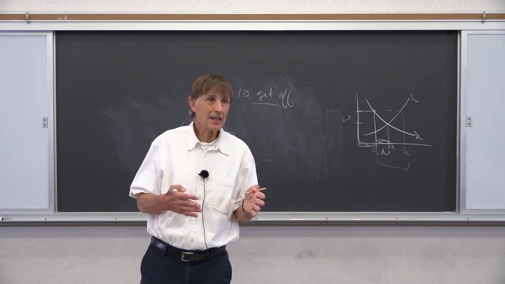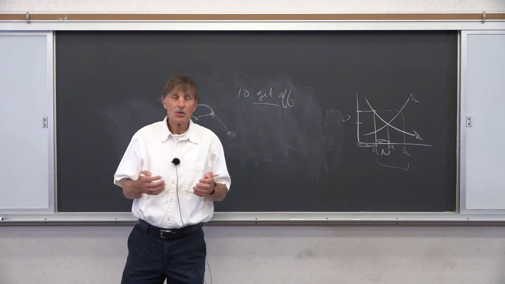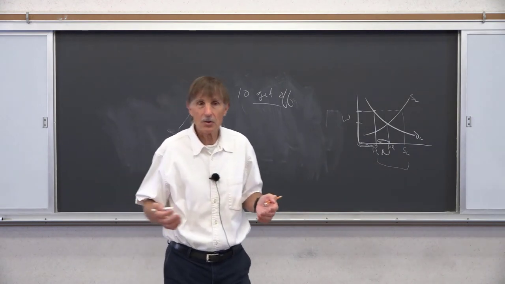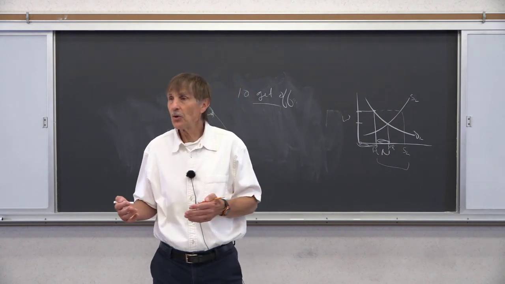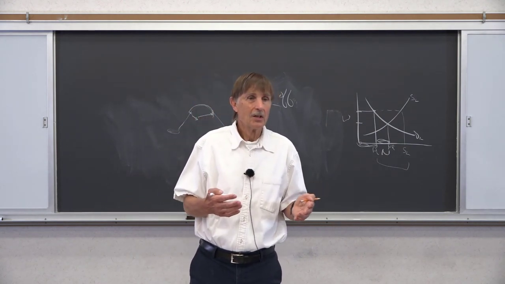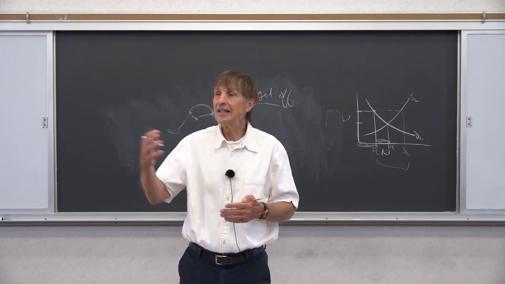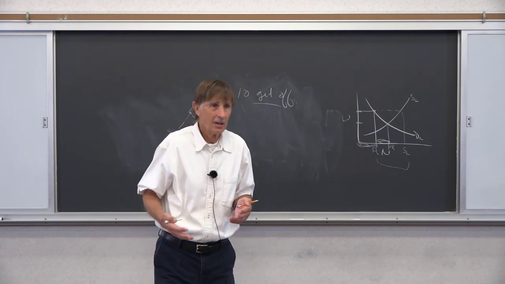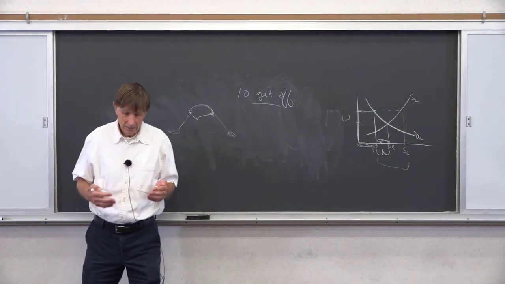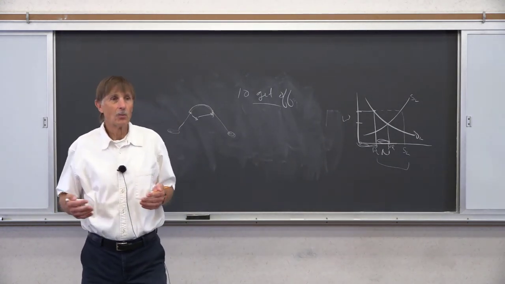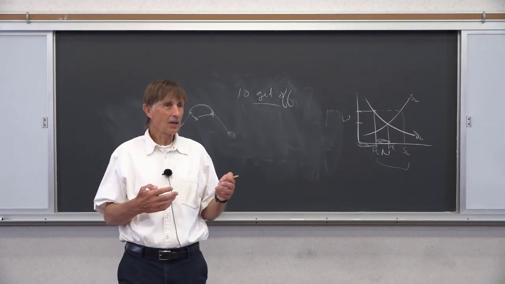But the point is that we should be able to try to allocate resources so that people who value them the most are the ones that get them. And if we're going to redistribute income, we need to do it in a way that has the least effect on people's behavior. So if you were to take my public finance class, one of the things that we talk about is different tax schemes, et cetera.